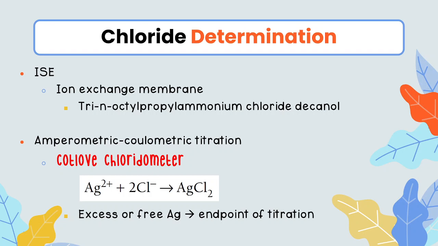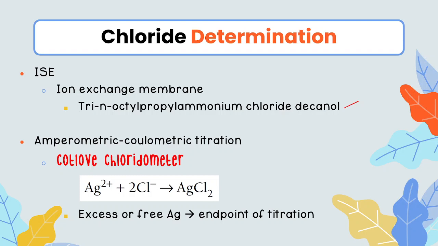So for the determination, you have your ion selective electrode, your ISE, and you have your amperometric coulometric titration. So for your ISE, syempre, di ba, may ion exchange membranes, may electrolytes, and the specific ion exchange membrane that is used for chloride determination, kids, is what we call your tri-N-octyl propyl ammonium chloride decanone. And then for your amperometric coulometric titration, which is also known as your Cotlove chloridometer.